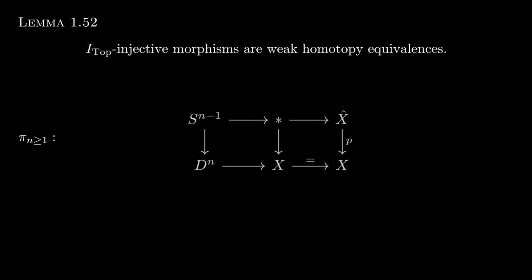To see this, consider an element of pi_n of X. Well, another way of saying that, other than as a map from S^n, is as a map from D^n that sends the boundary to a single point. In other words, this diagram here. Well, there is a lift by assumption, so there is a corresponding representative of that element in pi_n of X hat, and we are done with showing that P is a weak homotopy equivalence.